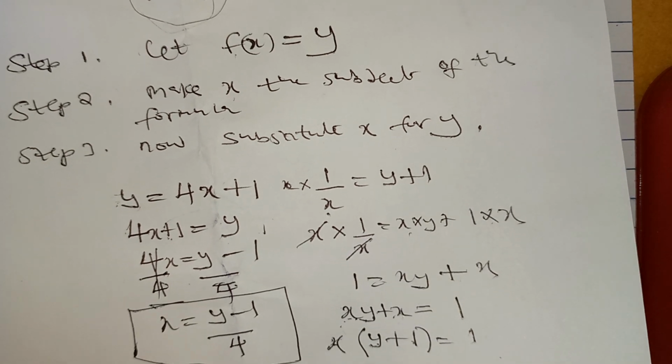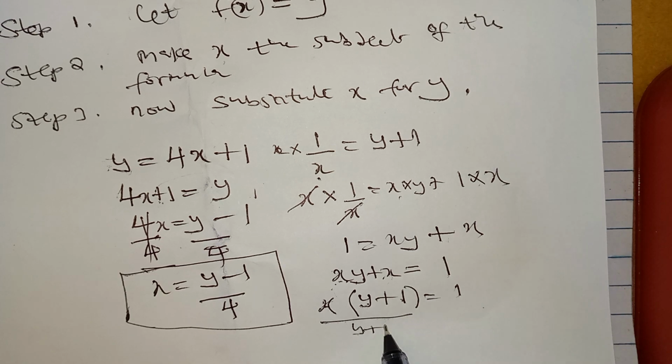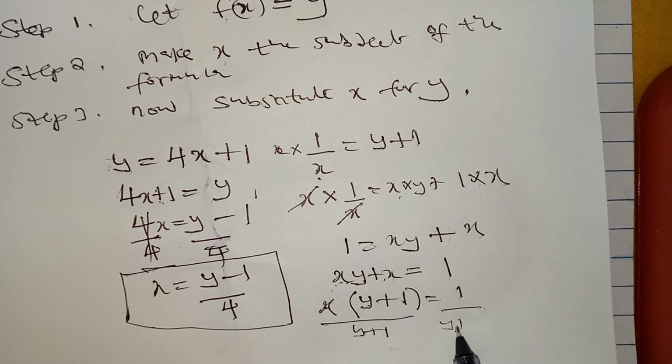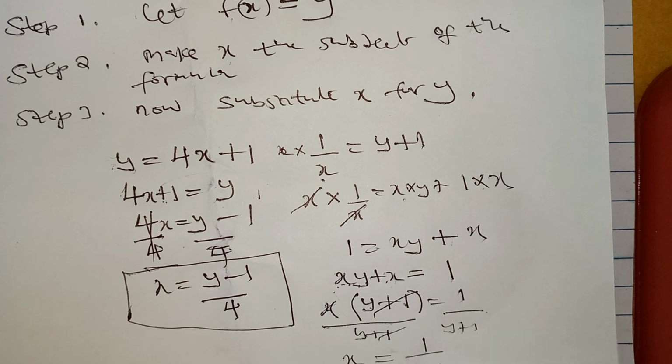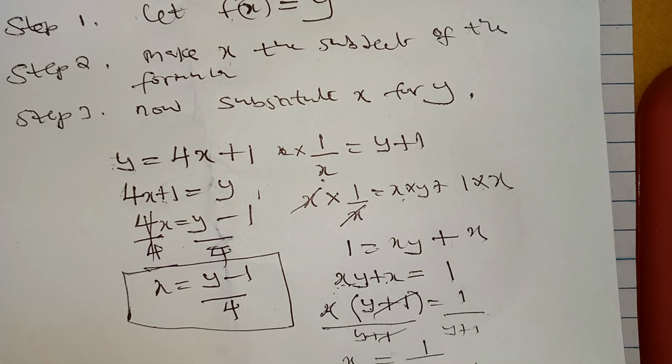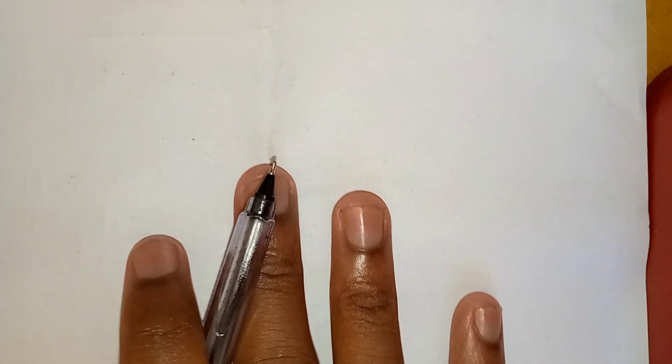And then we just divide by y plus 1 that is in the brackets there, y plus 1. Then x is equals to 1 over y plus 1. So these are the basics on how we make x the subject of the formula. Let's take other examples.